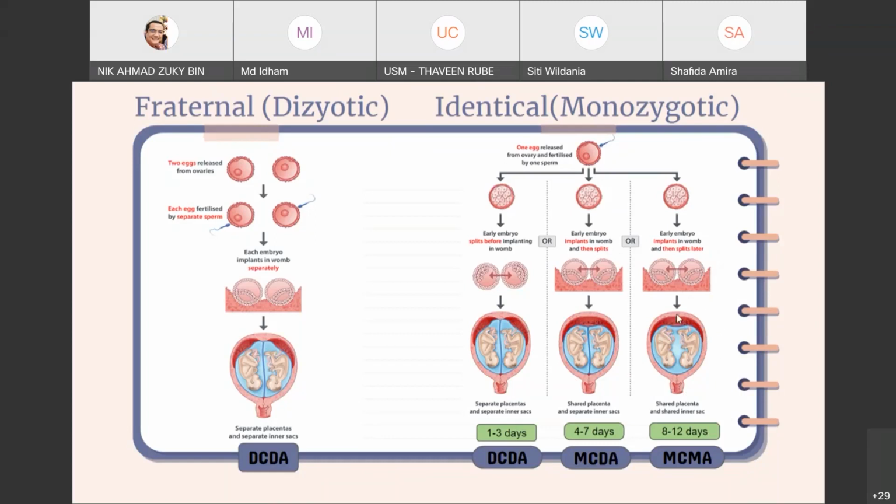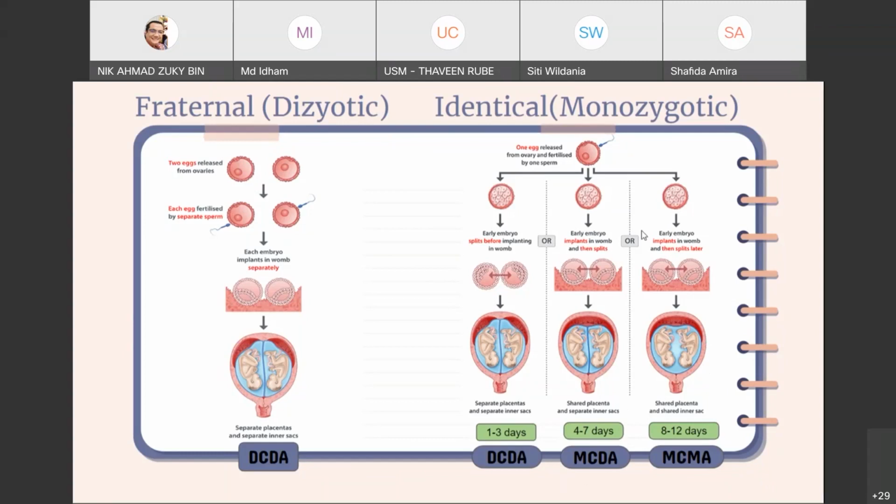So I have a question for the floor. What will happen if the separation occurs more than 12 days? Anyone? There is another condition, conjoined twin. Yes, okay, betul betul. So if the separation occurs more than 12 days, the condition is called conjoined twins, ataupun kembar siam lah, Siamese twins.